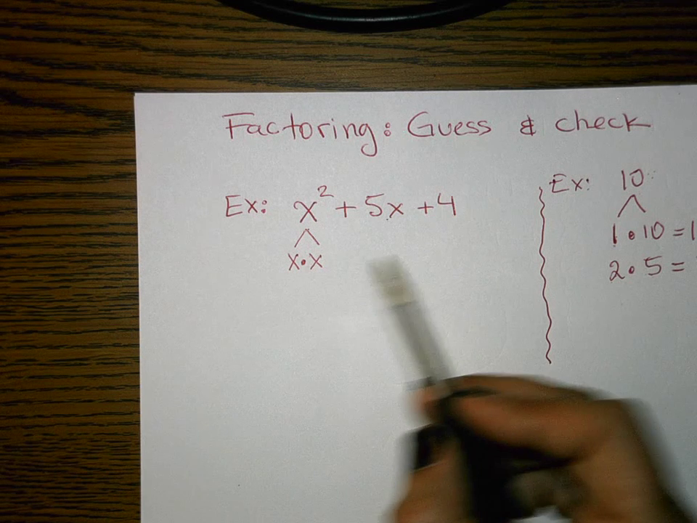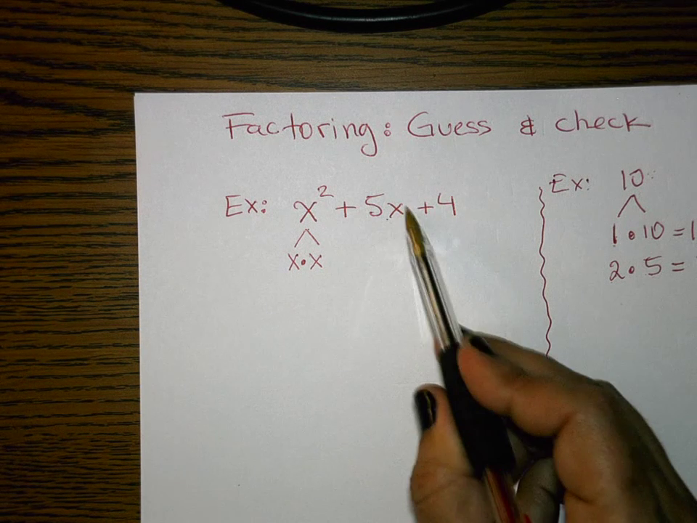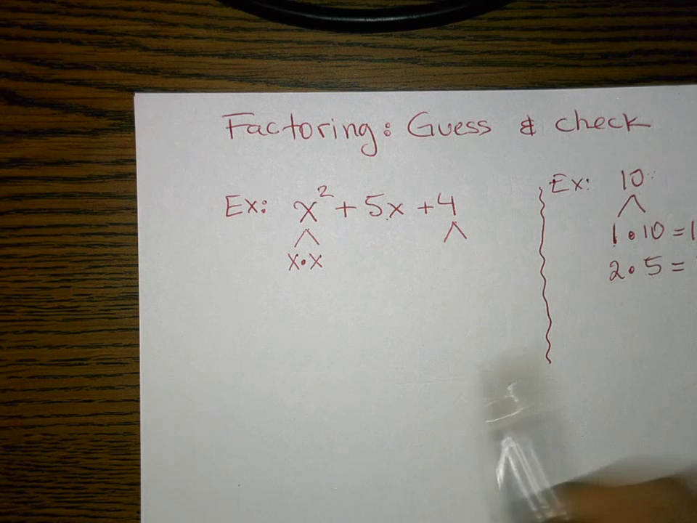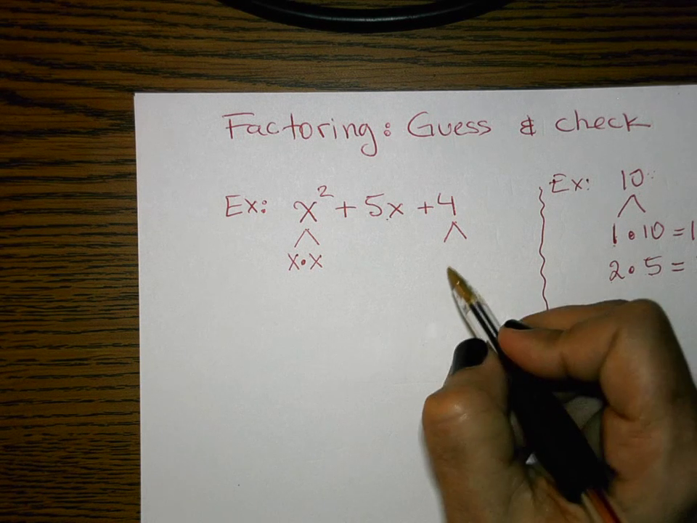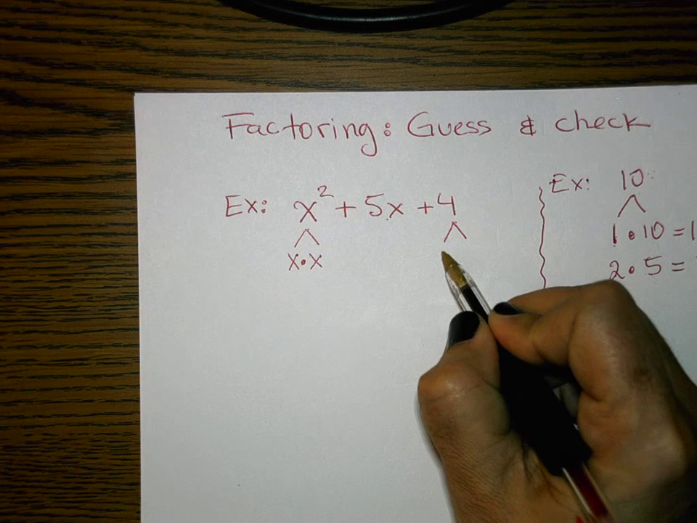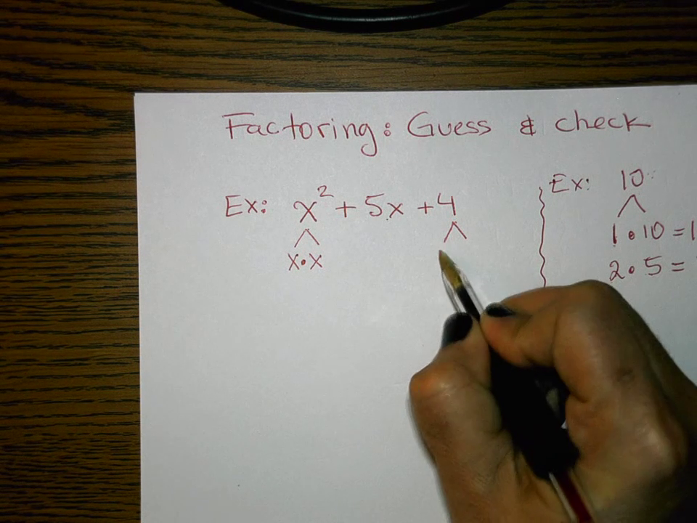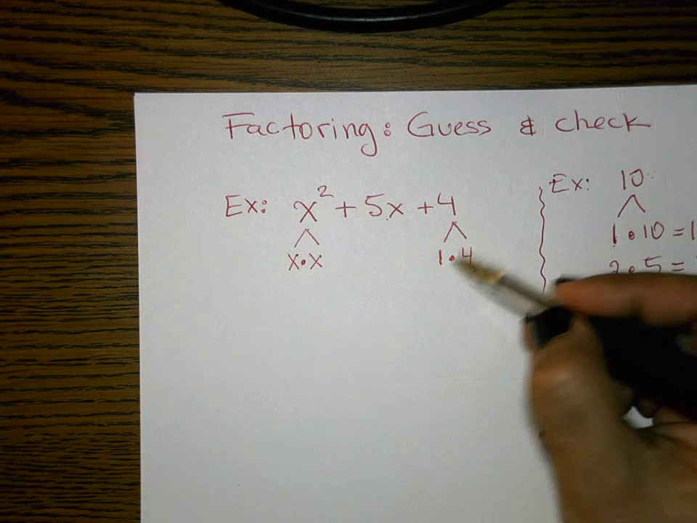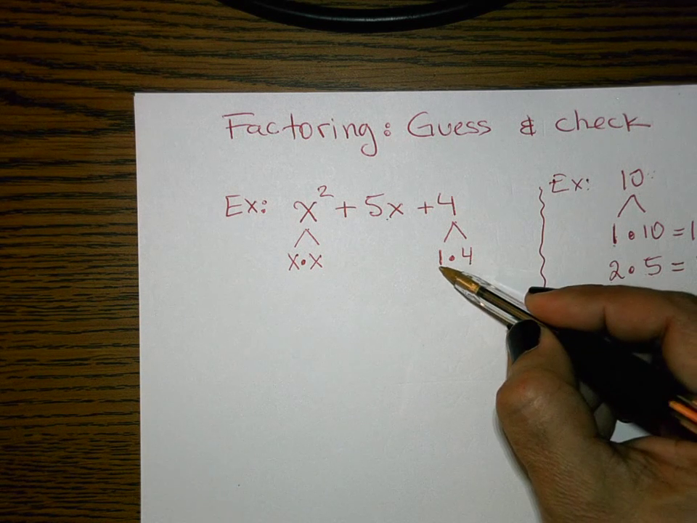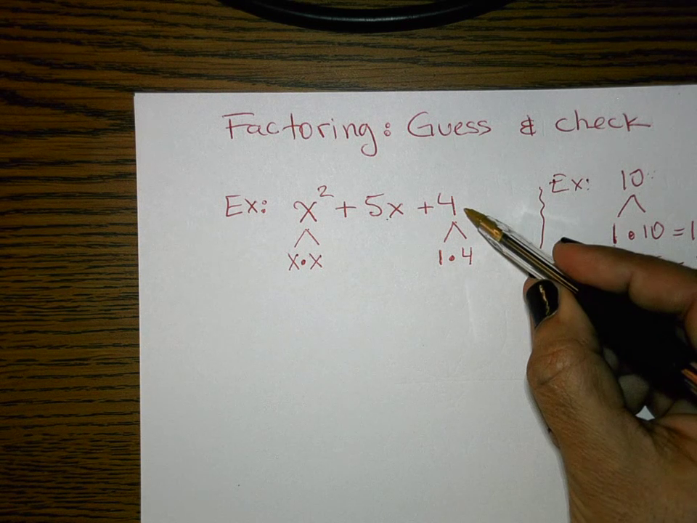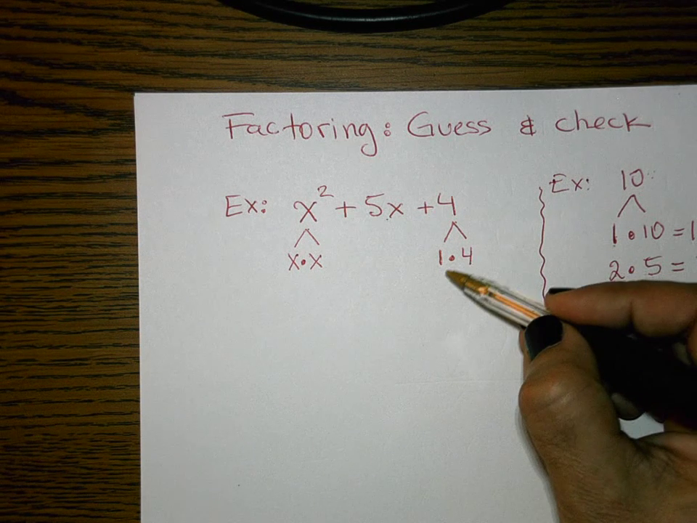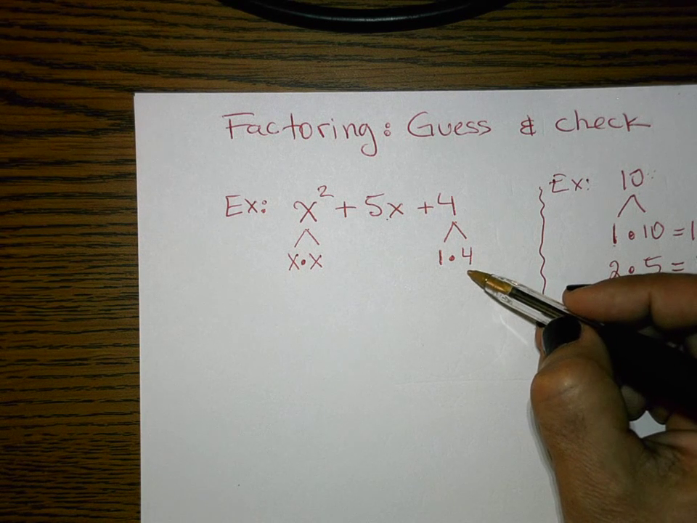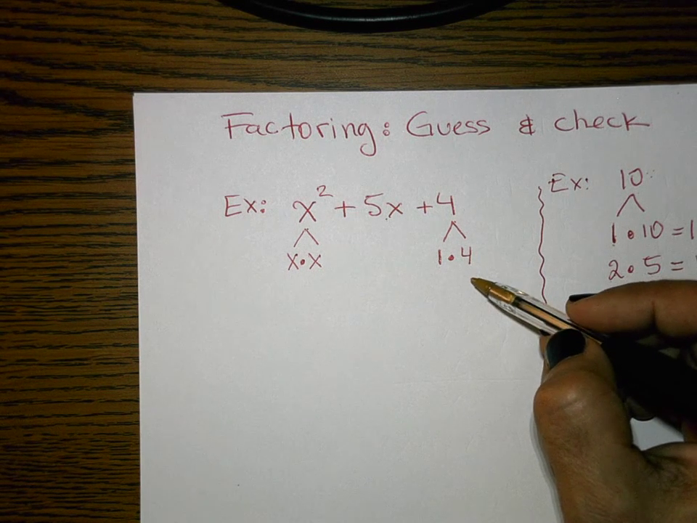Then we go over to the last term. We ignore the middle term for now. We go over to the last term and we ask, what two factors, when multiplied, equal 4? Well, I always start with the number 1. So 1 times 4 does equal a positive 4. We're thinking about positive 4, so it has to be positive 1 times positive 4. I could consider negative 1 times negative 4, but let's not go that far yet. We will consider those cases as well.